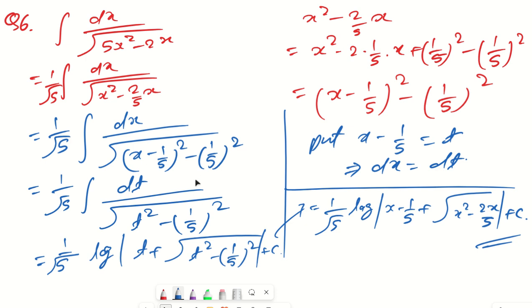So alright, we have seen various questions. These are all basic questions of this particular type of integrations. We'll see more questions in our next sessions.